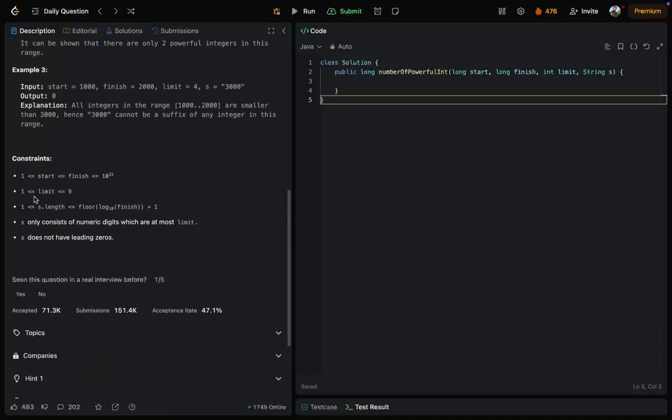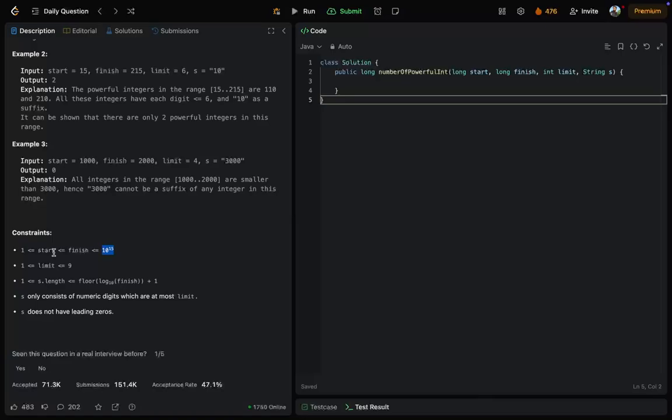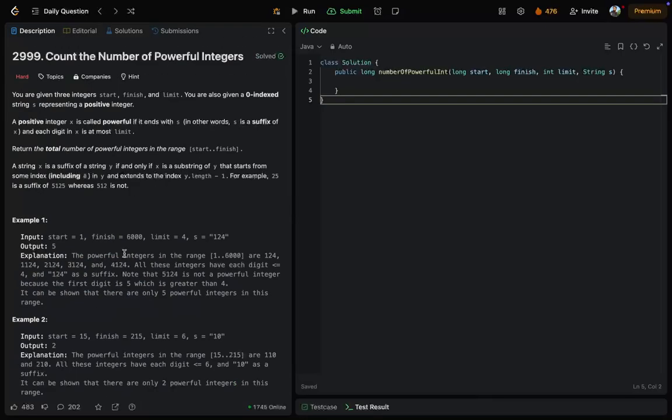So let's look at the constraints. The constraint is 10 raised to the power 15, and our start and finish are up to 10 to the power 15. So can we apply brute force? Can we generate all the values? In our worst case, the boundary will be 1 to 10 to the power 15, and let's assume our suffix length is 1 only. It means at the end we just place 1. If we try to create all the values, that will obviously give us a TLE. So we cannot go this way, we have to optimize it.